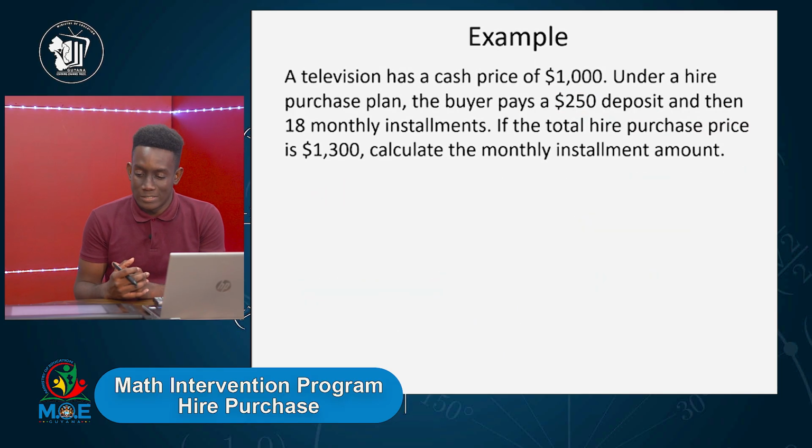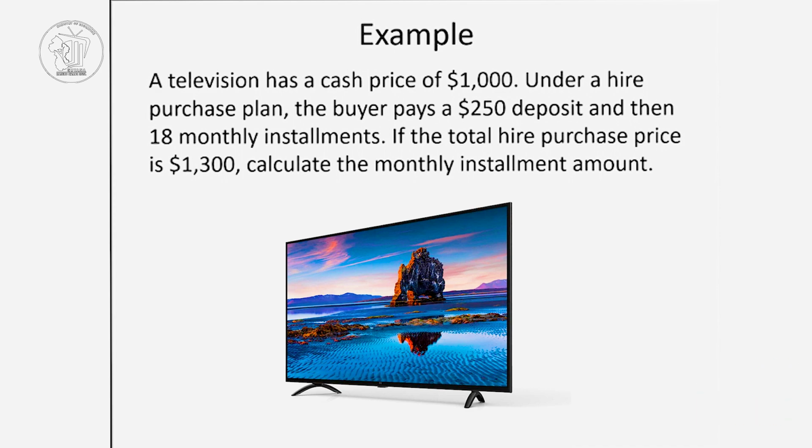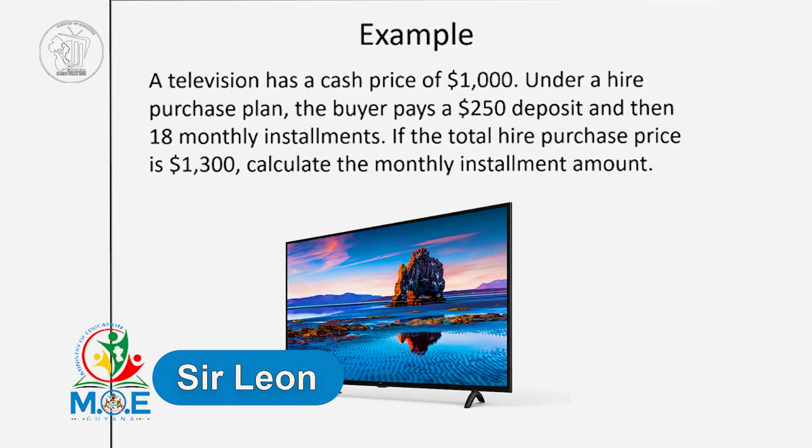So let's look at another example. This one says, a television has a cash price of $1,000. Under a hire purchase plan, the buyer pays a $250 deposit and then 18 monthly installments. If the hire purchase price is $1,300, calculate the monthly installment amount.